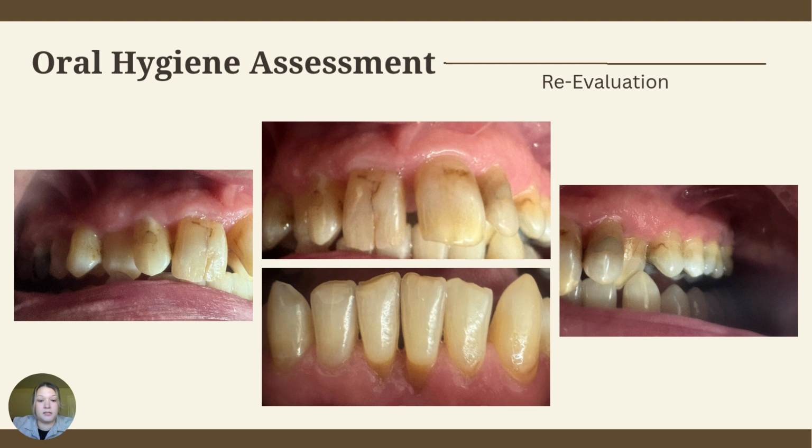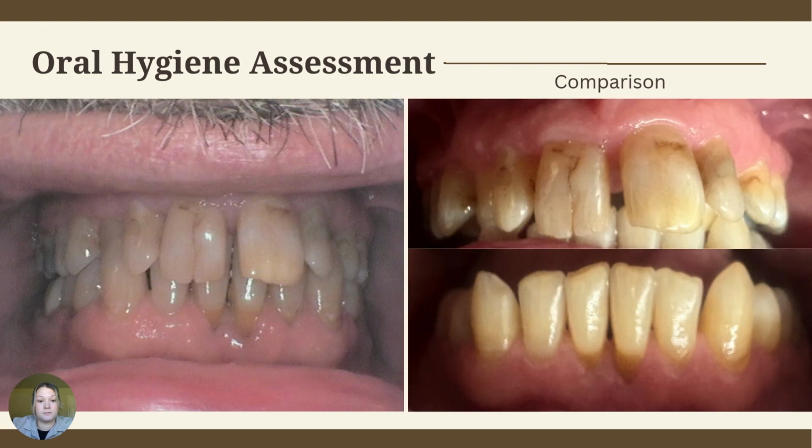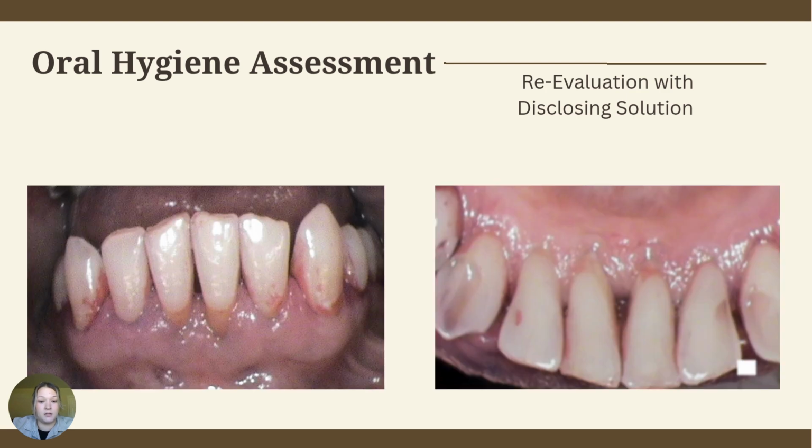Here are some reevaluation photos. You can see the tissues have improved quite a bit. Here's the mandibular facial anterior, and you can see that reduction in gingival hyperplasia. I applied disclosing solution at the reevaluation, and you can see that there is still generalized biofilm, but this time it's more of that pink color, so it's newer biofilm instead of that dark purple color that you see in his original pictures.